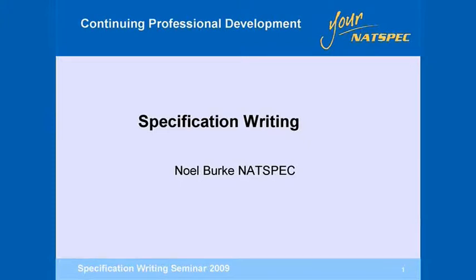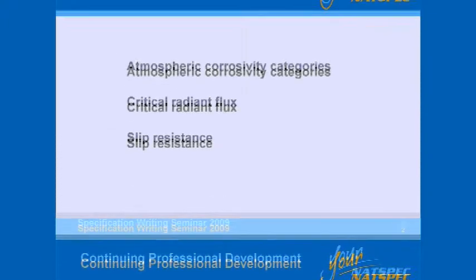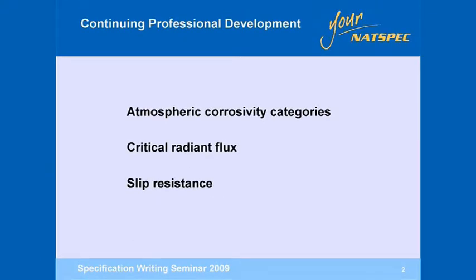Good morning, I'm Noel Burke, and this morning we are going to discuss three items in NatSpec: atmospheric corrosivity categories, critical radiant flux, and slip resistance.